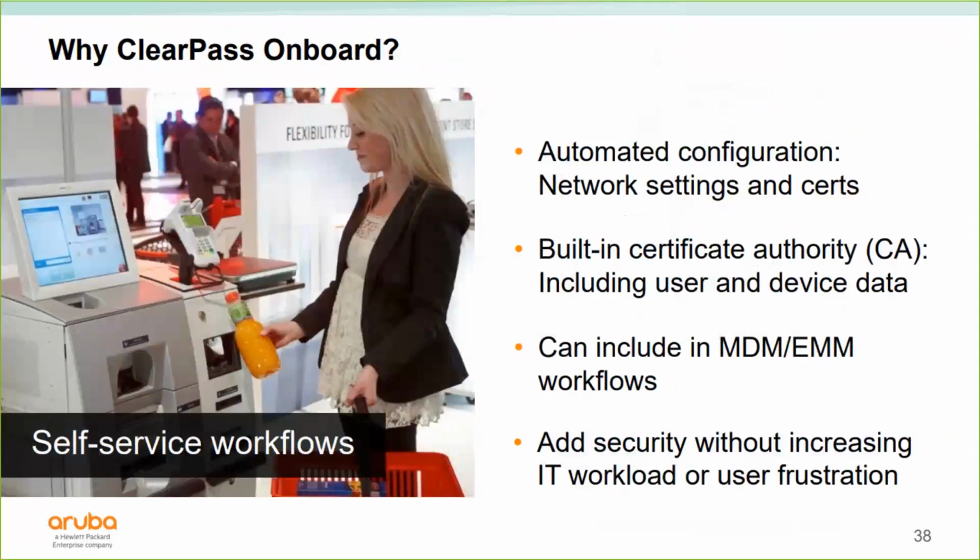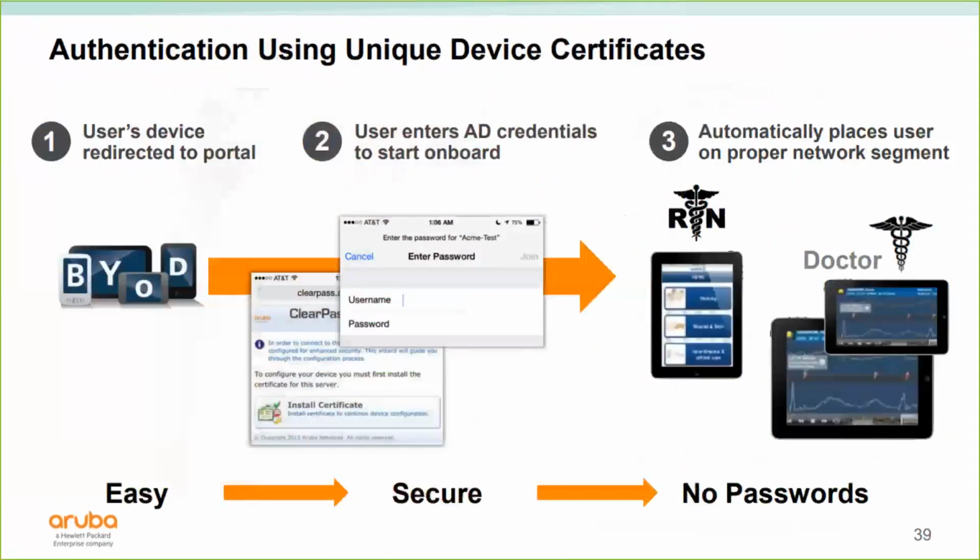So here, the whole concept is we're trying to add security without adding to that IT workload, and we're making it as easy as possible for users to connect in. So here's an example of what an authentication with a user device certificate would be like. Your user is redirected to the portal. They enter their Active Directory credentials. It starts the onboarding process. Then we automatically place them in the proper network segment, and we give them a certificate.